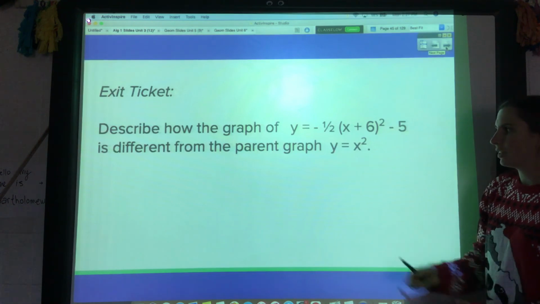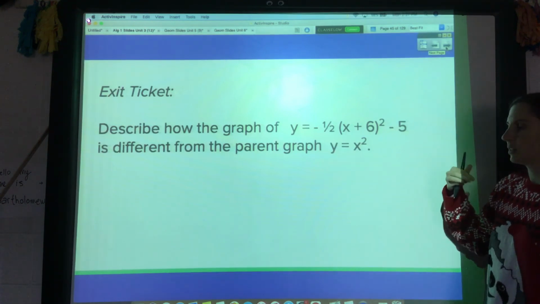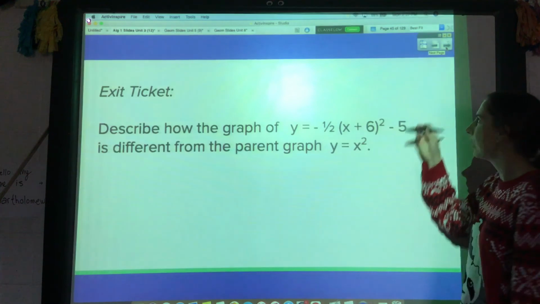All right, we want to go ahead and try this on your own, describing how this one's different, and then there's some practice to do as well.